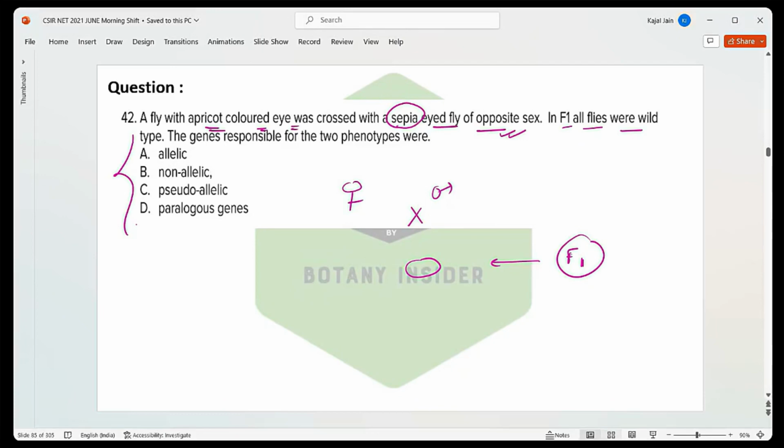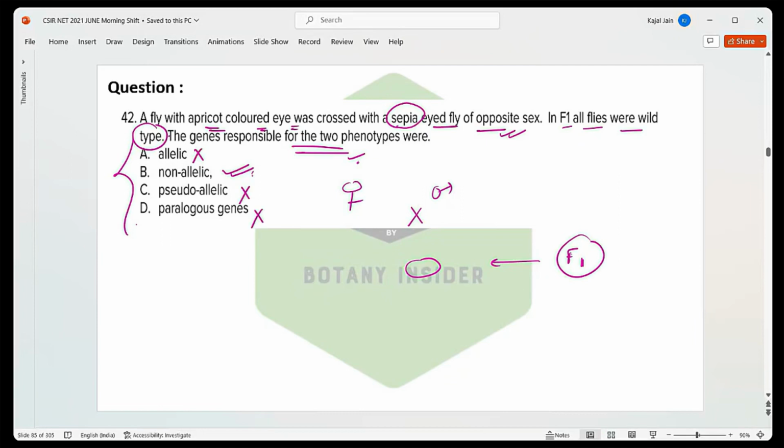In the F1, all of the progeny formed were completely wild type. We have two different phenotypes, but F1 was wild type, so it is asking us what is the reason for having two different phenotypes. They are non-allelic in nature. Different types of genes are involved, that's why we are having non-allelic nature. This cannot be allelic, this cannot be pseudo-allelic, and this cannot be paralogous genes.